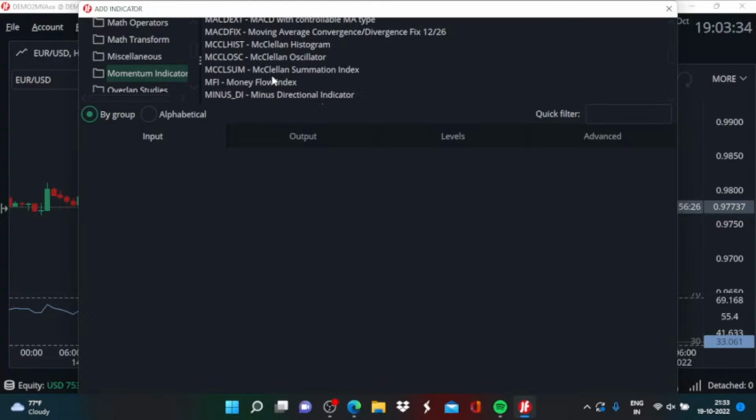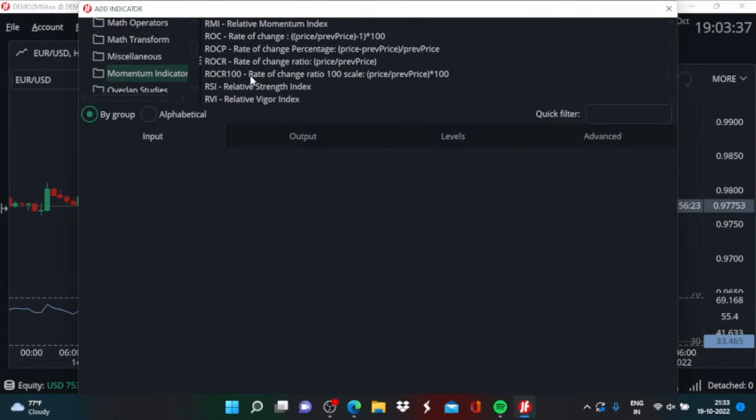So you will find this indicator listed among these momentum indicators just below the Rate of Change Ratio 100 Scale. So here it is, Relative Strength Index. All right.